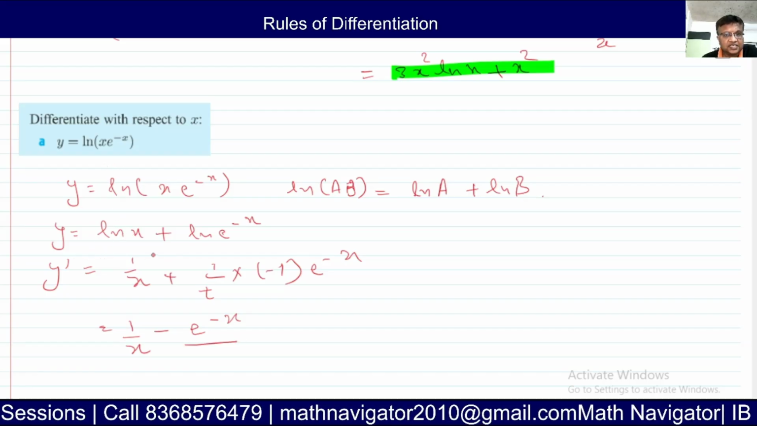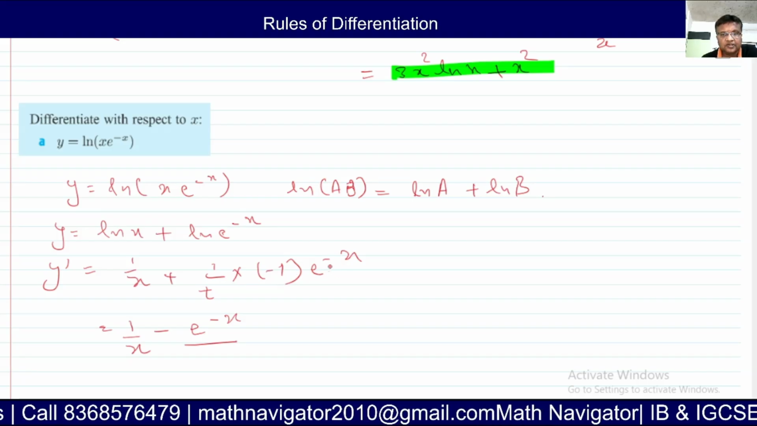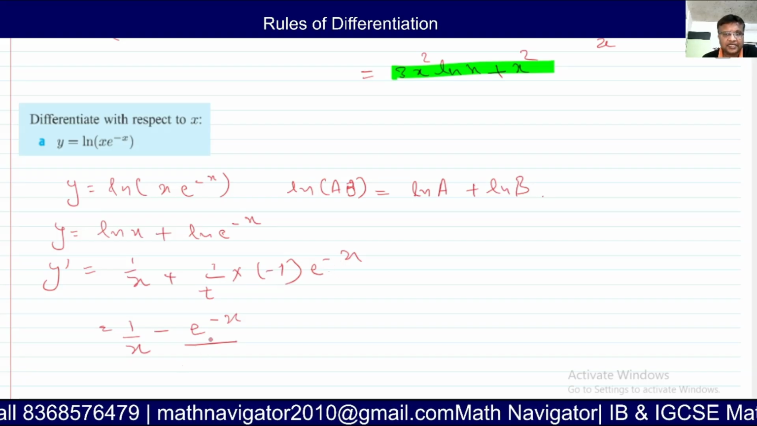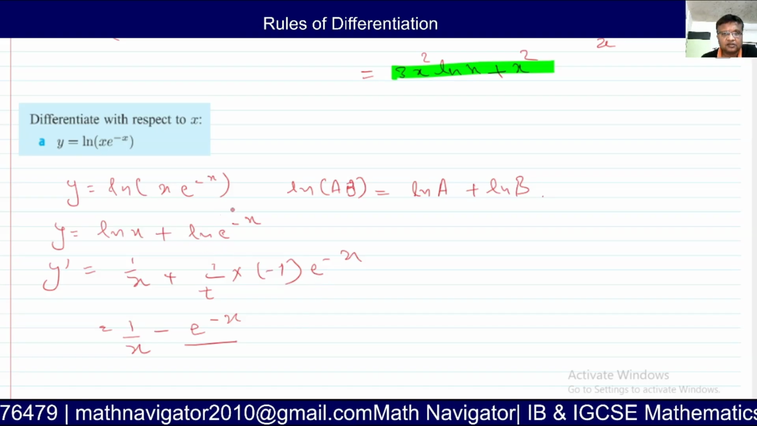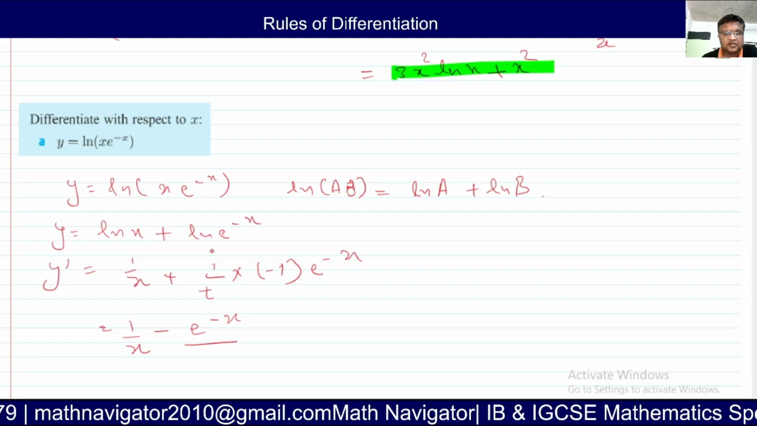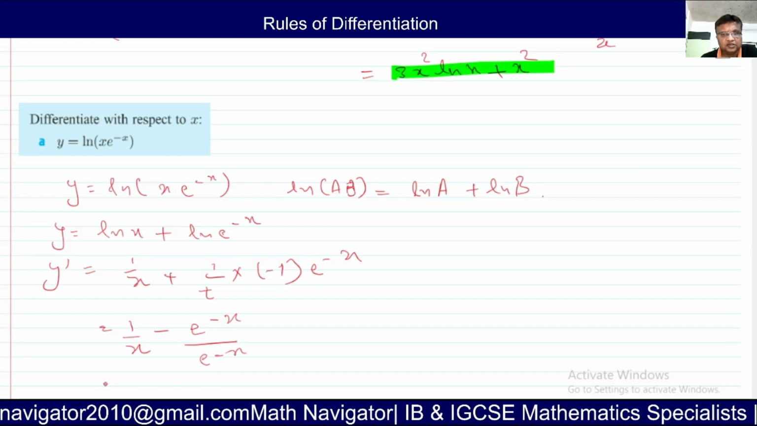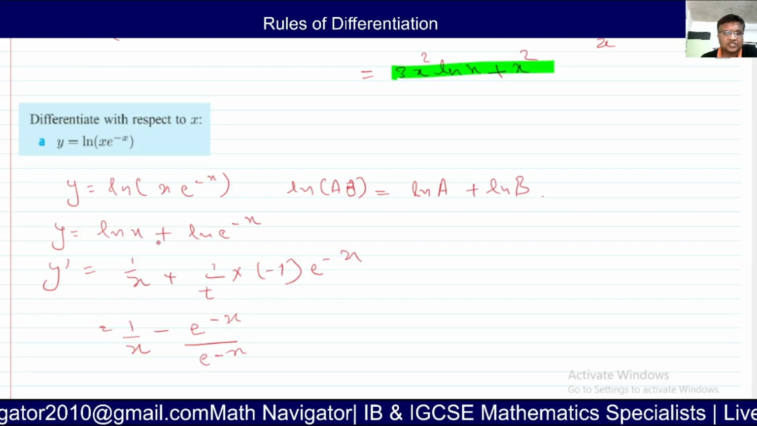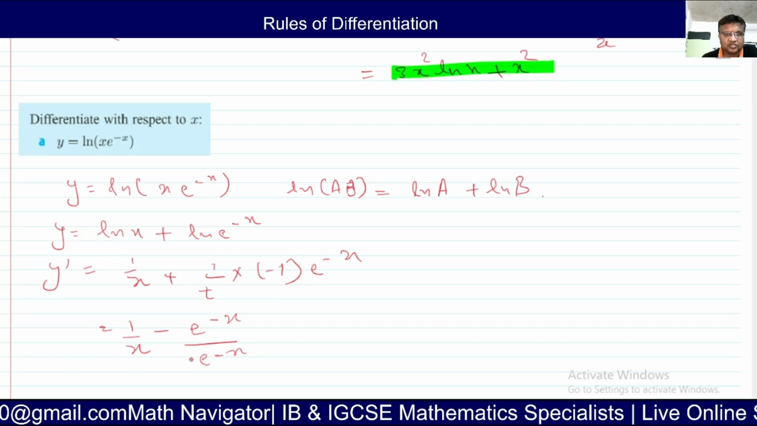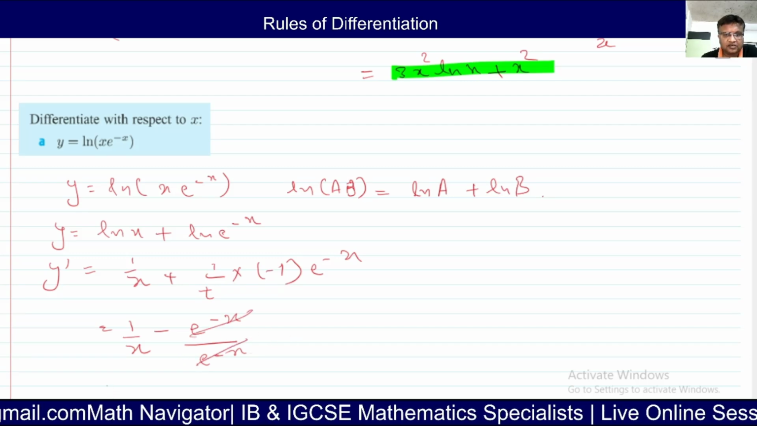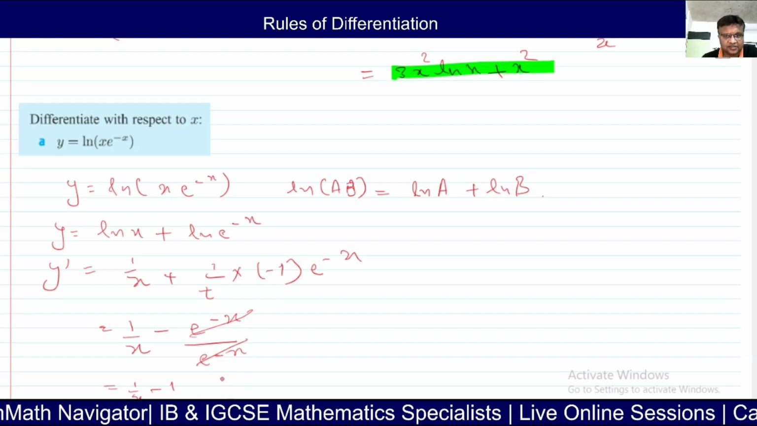What was my t? My t was e to the minus x, right? Yes, because I have taken here e to the minus x as t. So this becomes 1. 1 over x minus 1 is the answer. Is that clear?